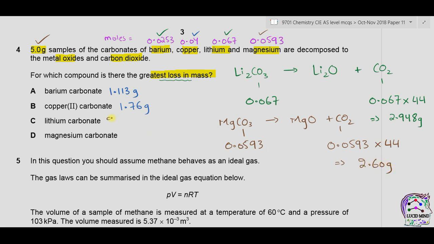So we can write 2.948 for lithium carbonate, 2.60 grams for magnesium carbonate. As these are the masses of carbon dioxide, it means that this much mass is lost, as carbon dioxide is gas and it escapes. So therefore the greatest loss in mass is in lithium carbonate.